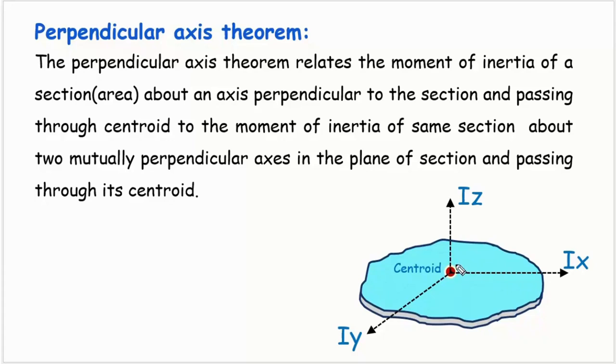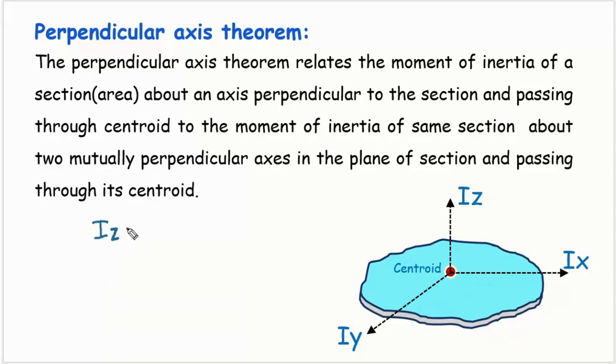plane and passing through centroid with two mutually perpendicular axes which are in the plane of this particular section and they are passing through the same point, that is centroid of the section. Okay, so the perpendicular axis theorem relates the moment of inertia of this section about this axis with these two axes which are mutually perpendicular and they are in the plane of the section and they are passing through the same point, that is centroid.